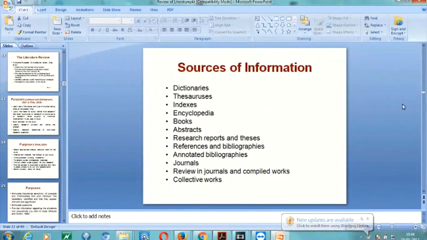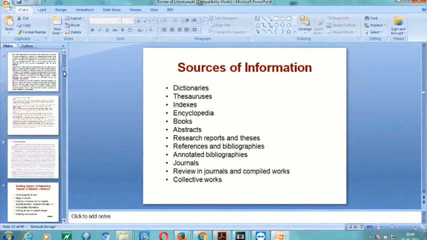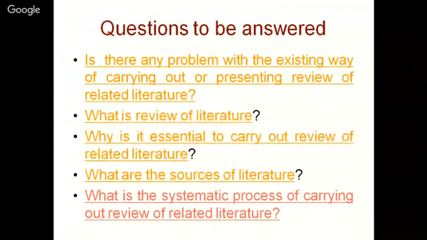What are the steps involved in a review of related literature? If I have to review, what are the steps involved in review of related literature? When we said it is a systematic process, what are the steps involved? How should one proceed? We have to identify the related studies. Okay. How do we identify the related studies?